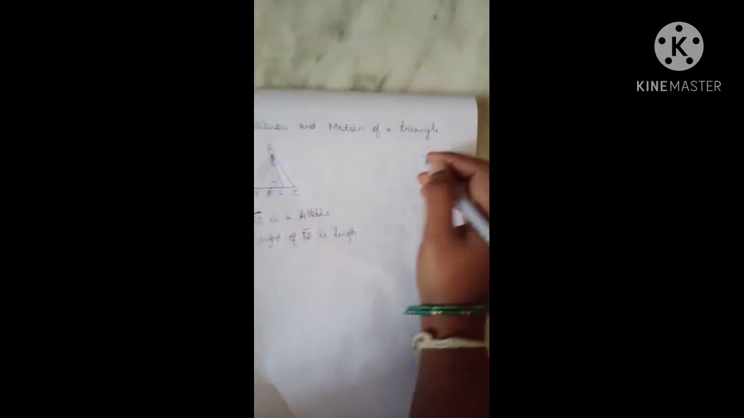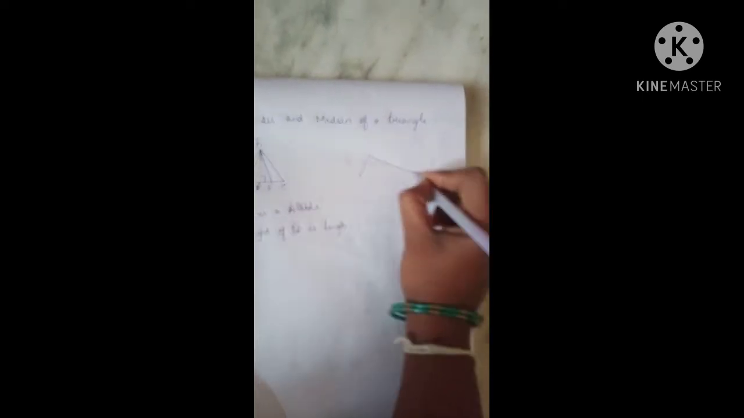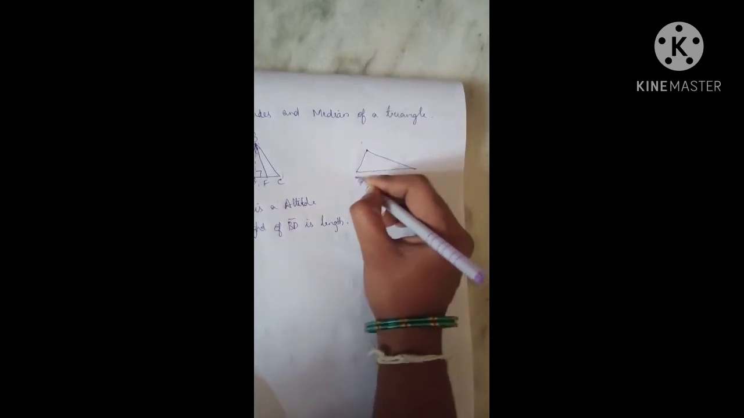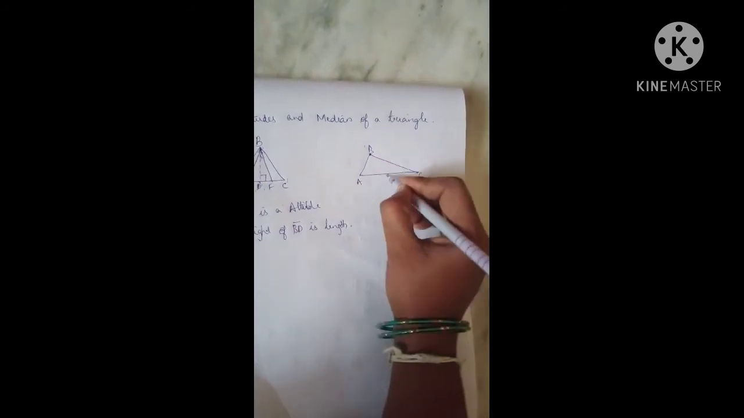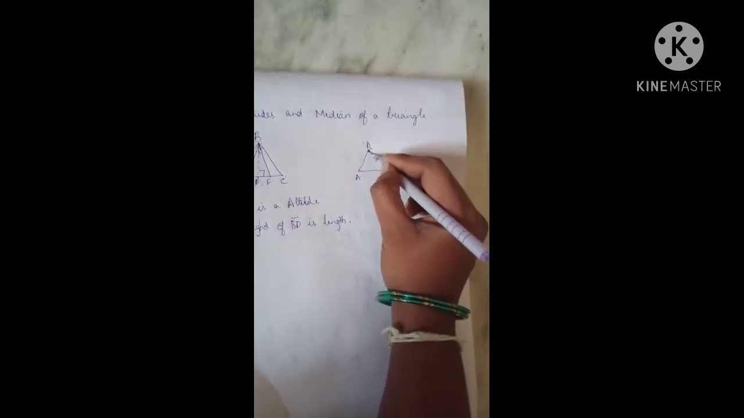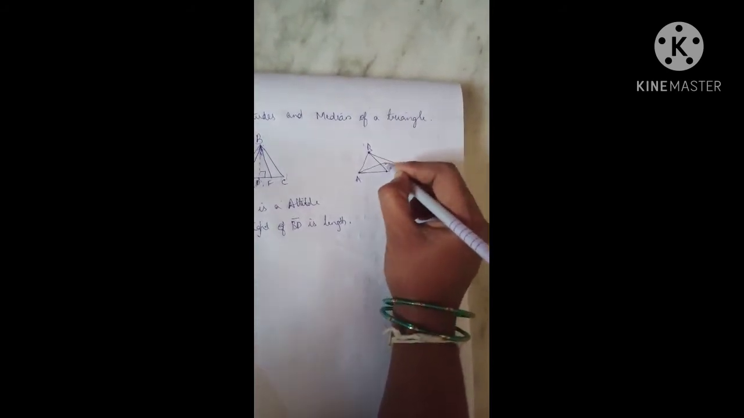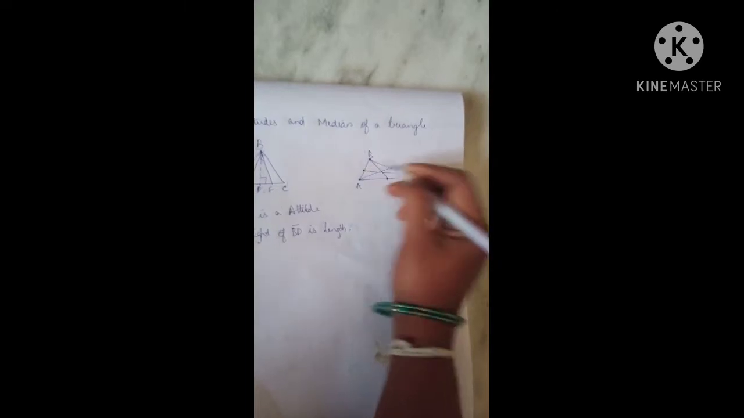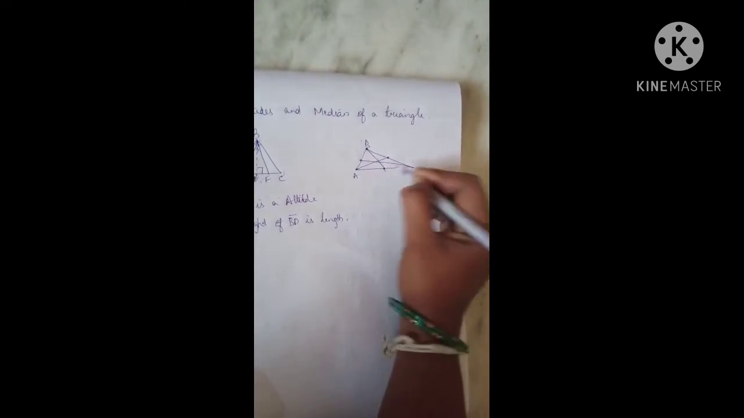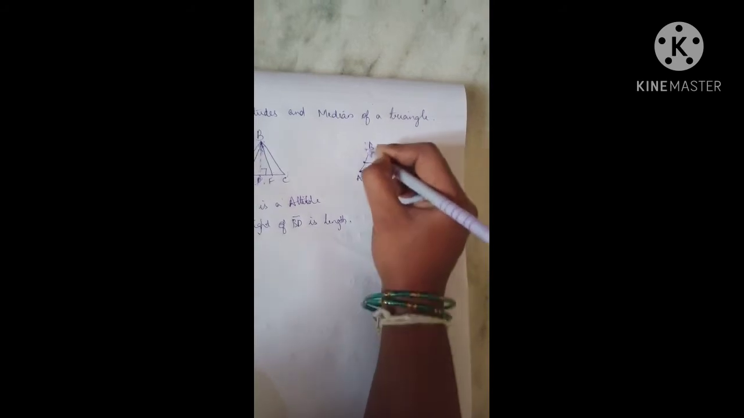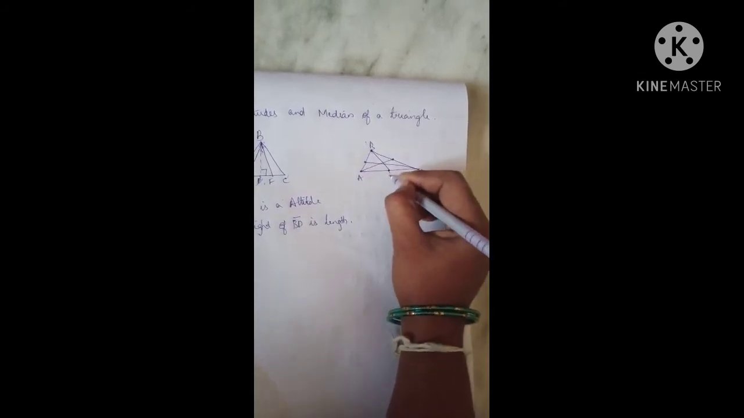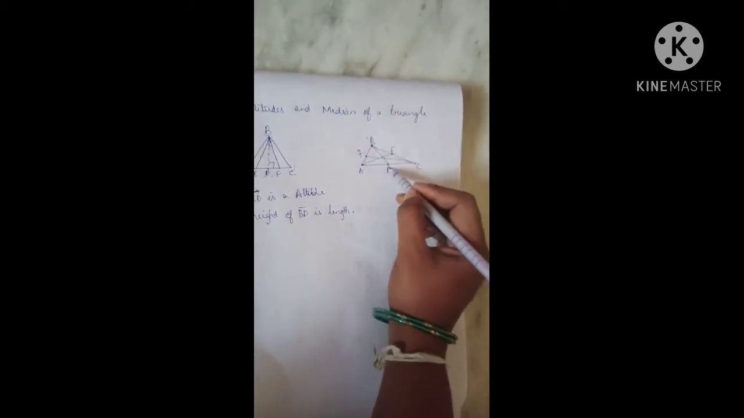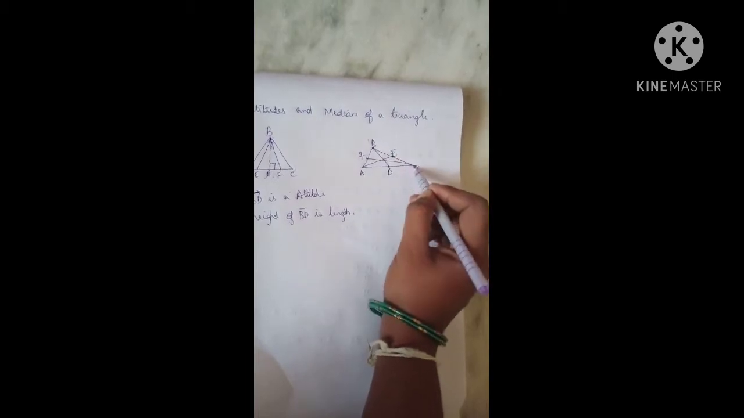And coming to the median. Suppose your triangle is like this, triangle ABC. From the midpoint, draw a line segment to the vertex like this. The line segment joining the vertex and the midpoint is nothing but a median. Here ABC is the triangle, DEF are the midpoints, and BD, AE and FC are the medians.